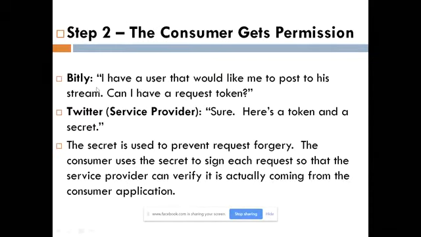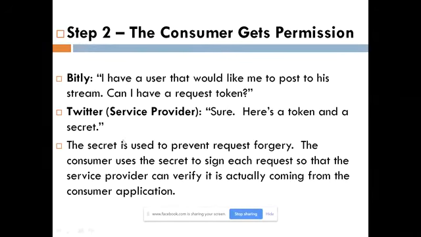bit.ly goes to Twitter and says, I have a user, Akshat, who would like me to post to his stream. Can I have a request token? Can you allow me to do that? So Twitter says, okay, here's a request token and there's a secret. The secret should not be shared with anyone because it's confidential. So now Twitter has given a request token to bit.ly.